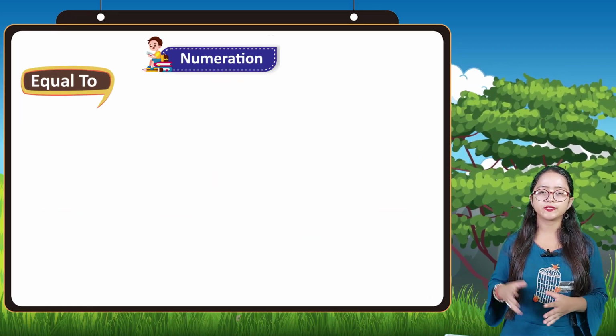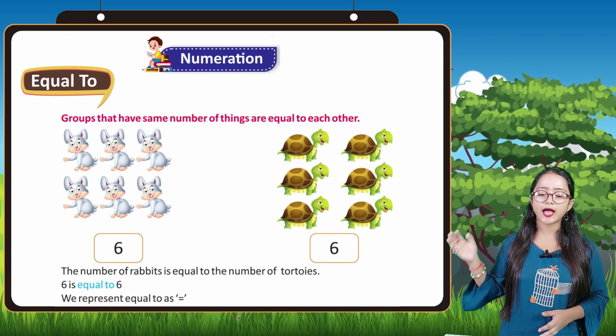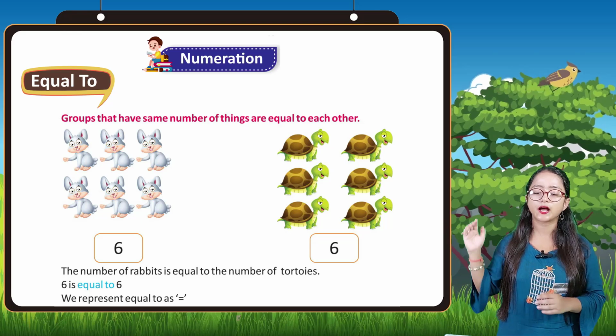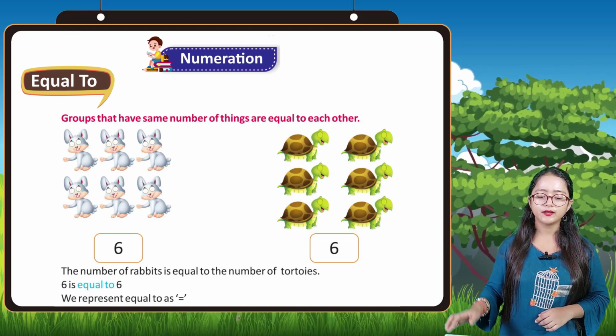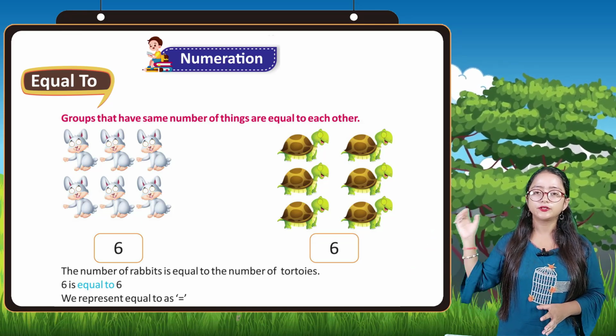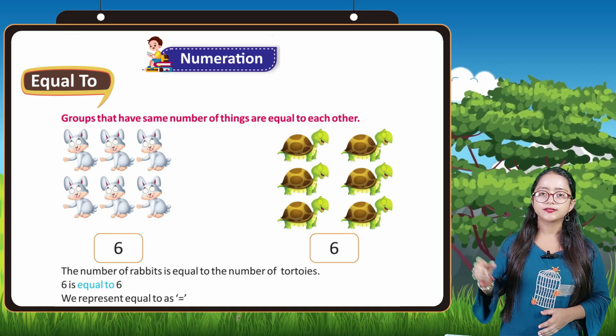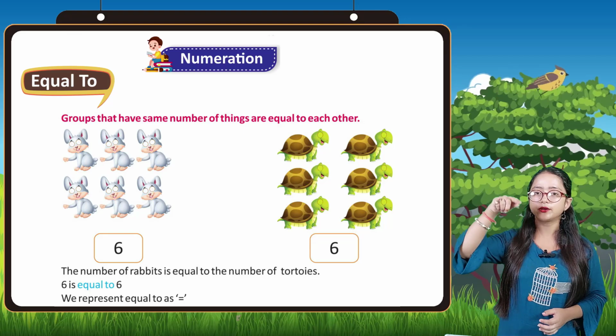Now turn the page and the next topic is numeration, equal to. Groups that have the same number of things are equal to each other. For example, you can see here the number of rabbits is equal to the number of tortoises. 6 is equal to 6. For this, you're going to use the sign equal to.